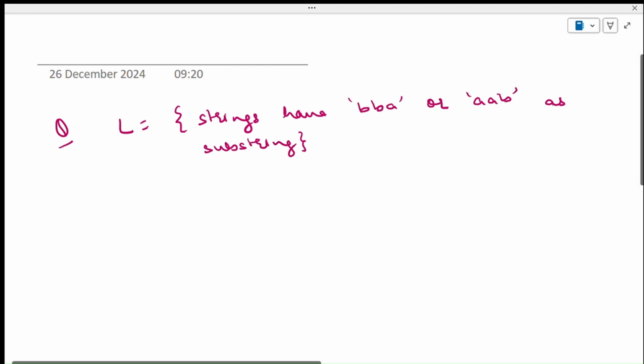Similarly, we have this regular expression for strings having double b a or aab as a substring. So we can have a regular expression like this.